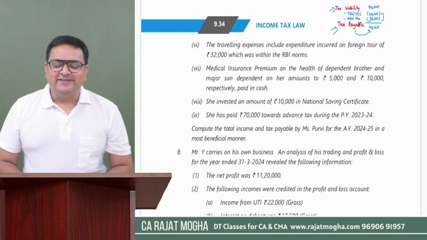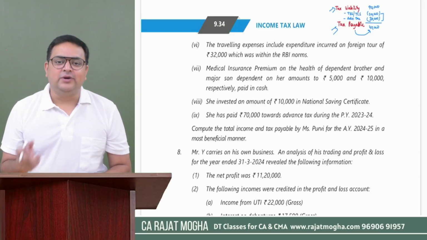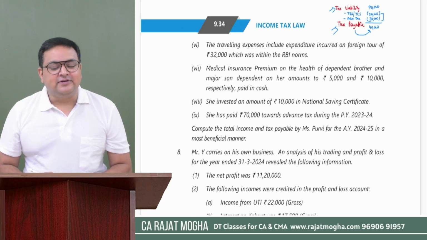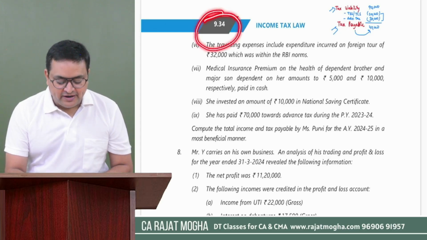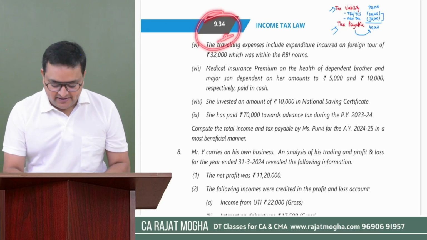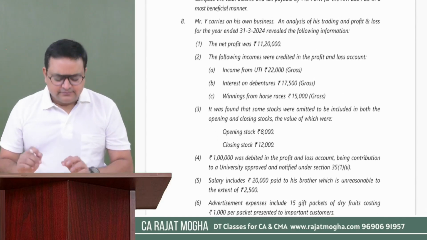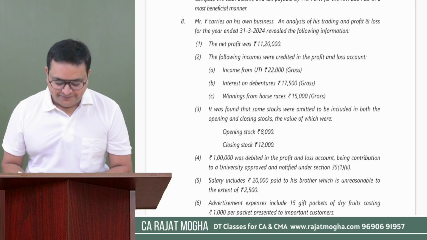Very good morning, everyone. In the last lecture, we discussed some very interesting questions regarding total income. So let us continue with that series. We are doing questions from our study material. This is page number 9.34 of your income tax textbook of the ICAI study material. So let's start with question number 8 today. Again, question number 8 seems to be a total income question, right?